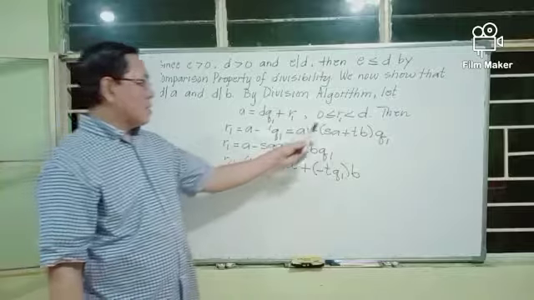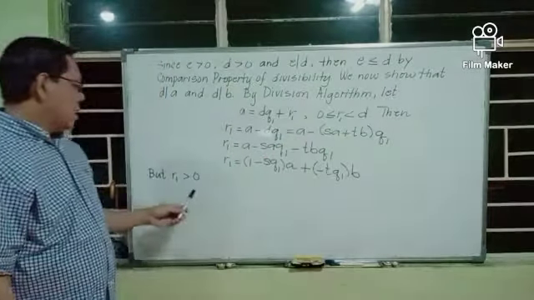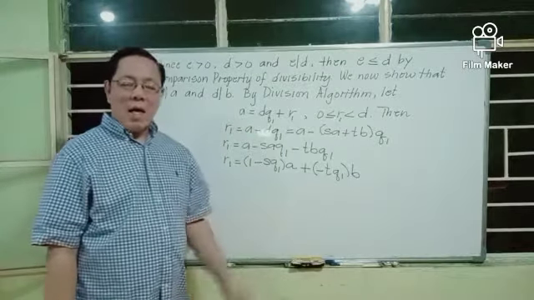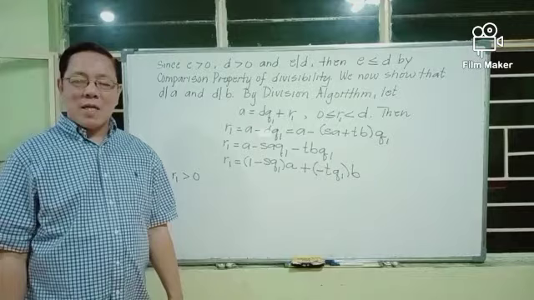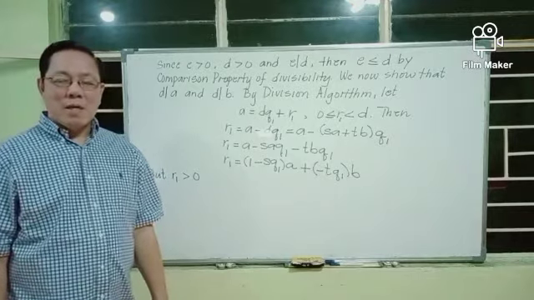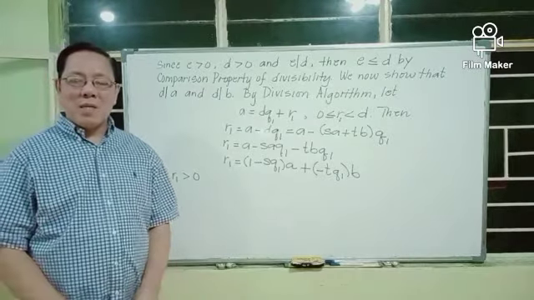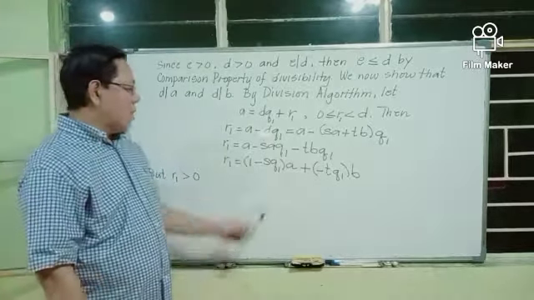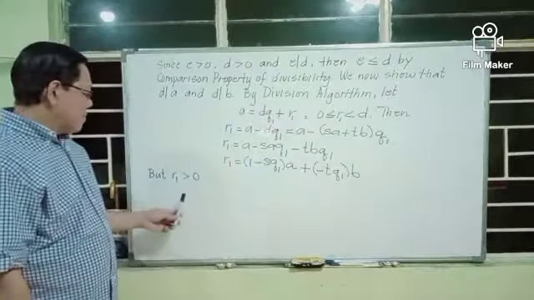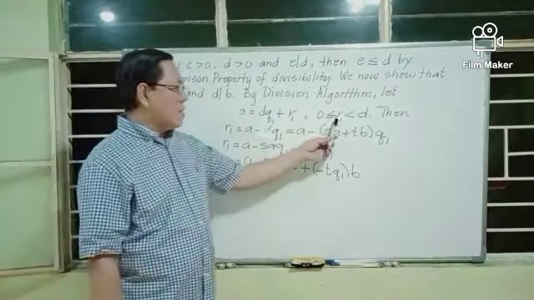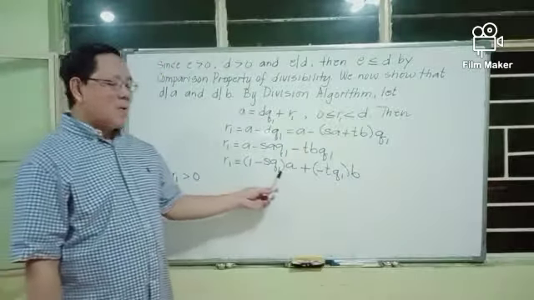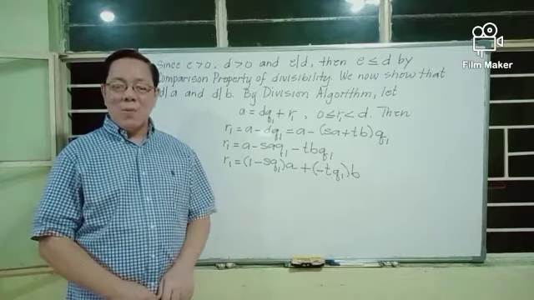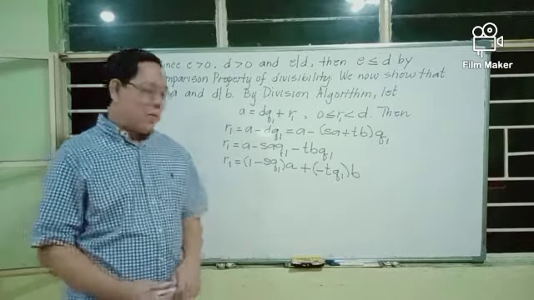Again, R1 is greater than 0, and R1 we have shown is a linear combination of A and B. And that means that R1 is an element of set Q, the set of all positive integers, elements of set P, that are linear combinations of A and B. Again, because R1 is greater than 0 and is a linear combination of A and B, we conclude that R1 is an element of Q.